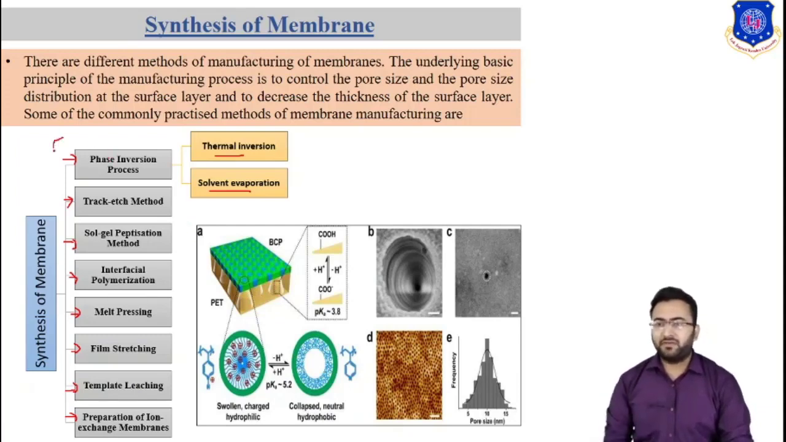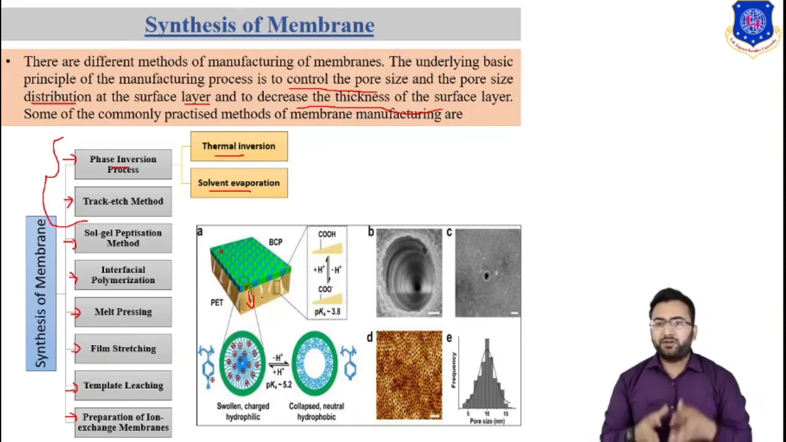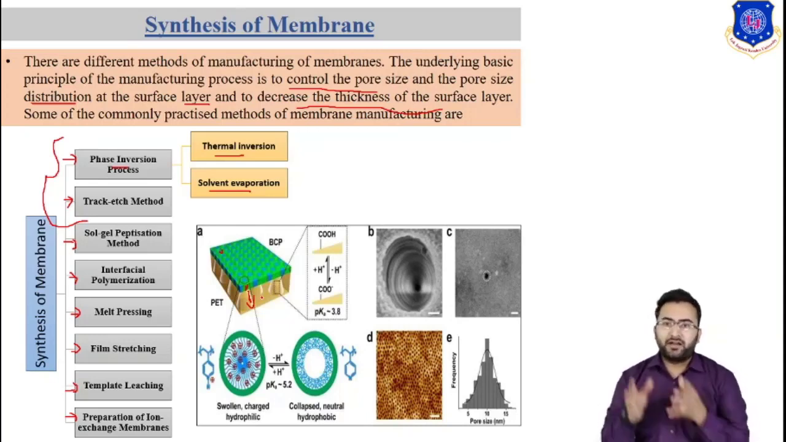But in this session, we are going to discuss two methods: the phase inversion process, such as thermal inversion and solvent evaporation, and the trackage method. The basic principle of membrane manufacturing is to control the pore size and pore size distribution at the surface layer, so we can decrease the thickness of the membrane. So it is necessary to give uniform pore size throughout the membrane so that we can reduce the thickness of the membrane, which is more beneficial for permeation. If we reduce the thickness of the membrane, it results in reduction in resistance, which results in higher permeation or higher flux, which is required and beneficial for the membrane separation process.